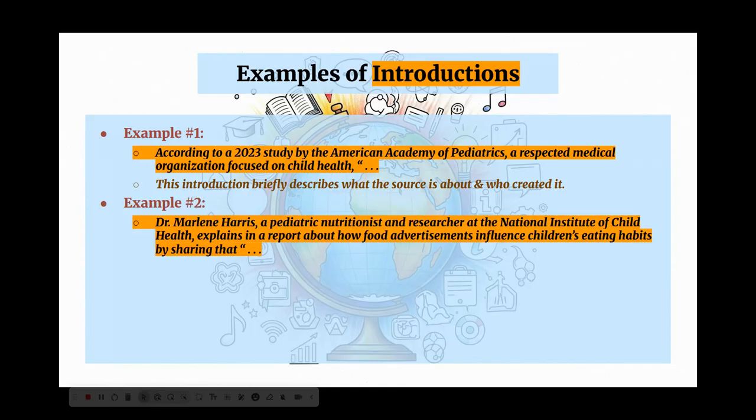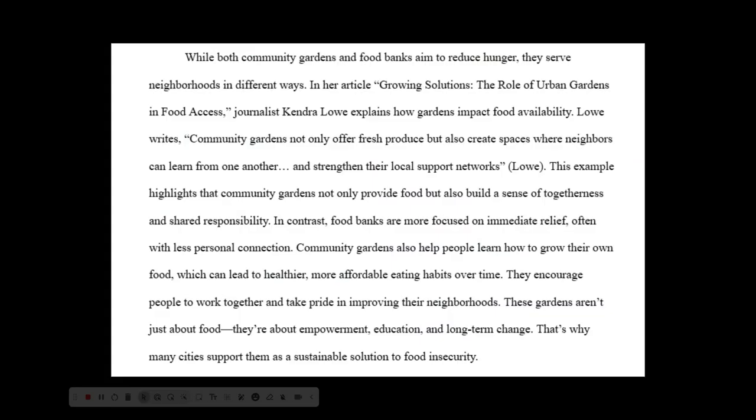It might also look like Dr. Marlene Harris, a pediatric nutritionist and researcher at the National Institute of Child Health, explains in a report about how food advertisements influence children's eating habits by sharing that. And then we go into the evidence. Again, notice there's no period. This type of introduction can highlight the credentials and expertise of the author. So if the author themselves is super trustworthy, then maybe you can just point them out instead of just talking about the source. So in this example paragraph, here's our introduction.